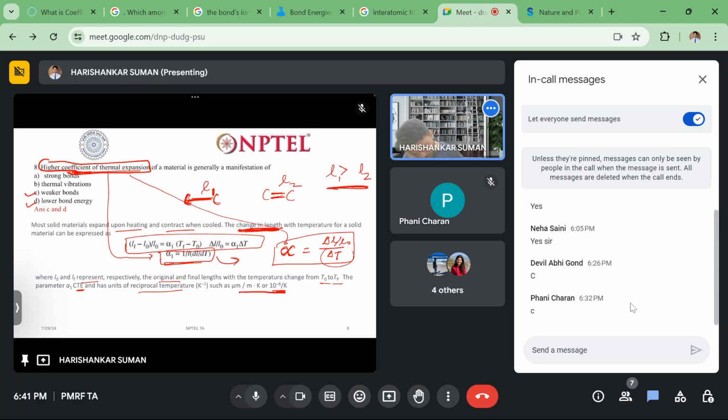Forget about this. Let's say delta L by L naught. Now, if alpha is high, then this is also constant. What about this? Is the change in length also high? Yes or no? If alpha is high, the difference between the original length and the final length should be high.